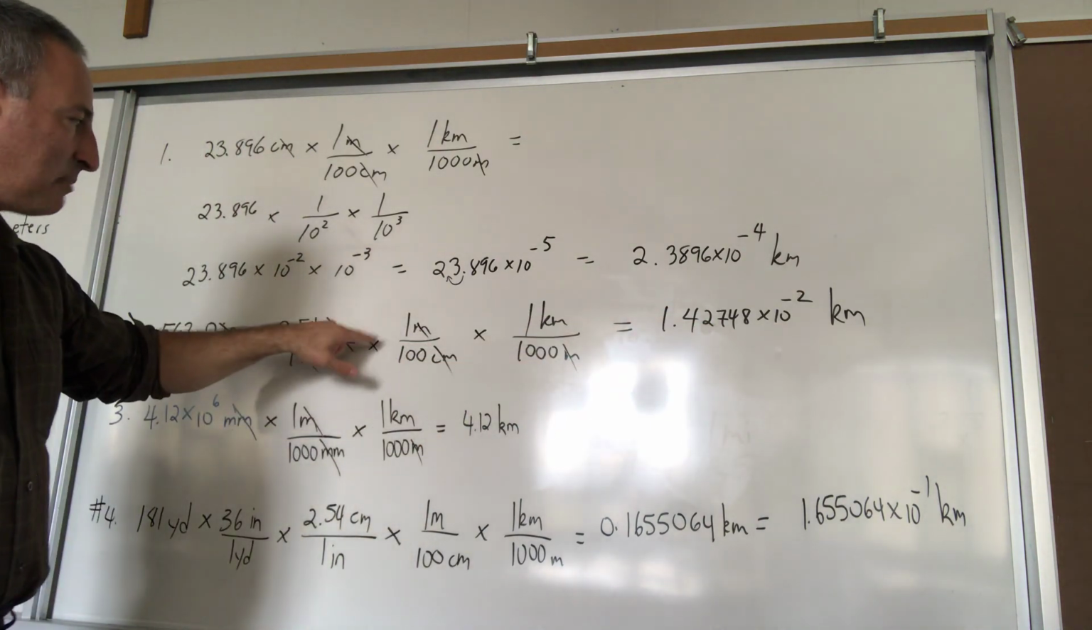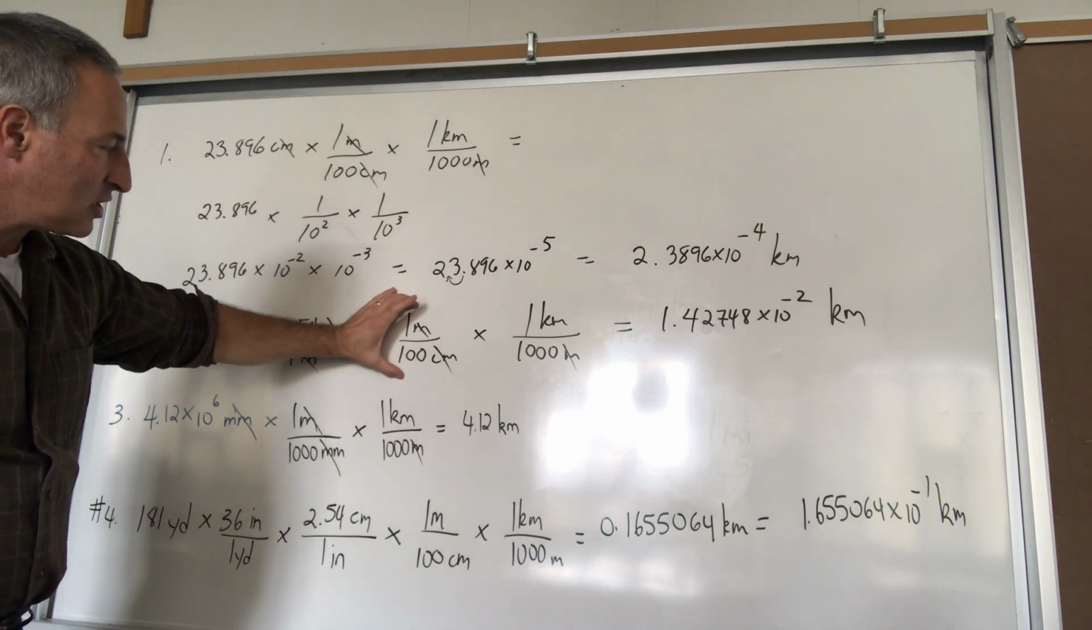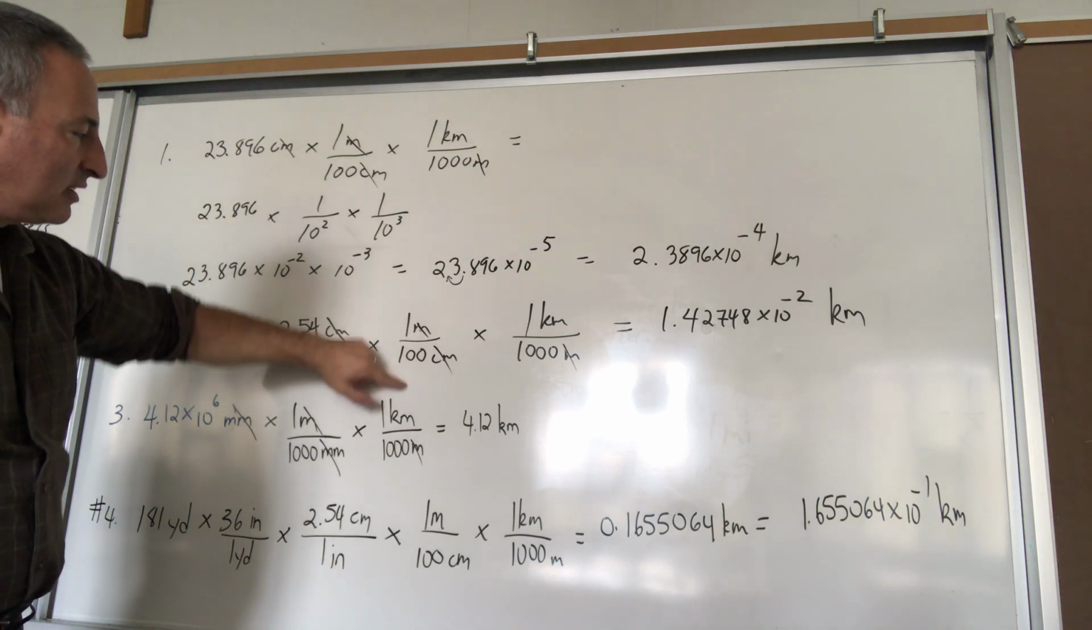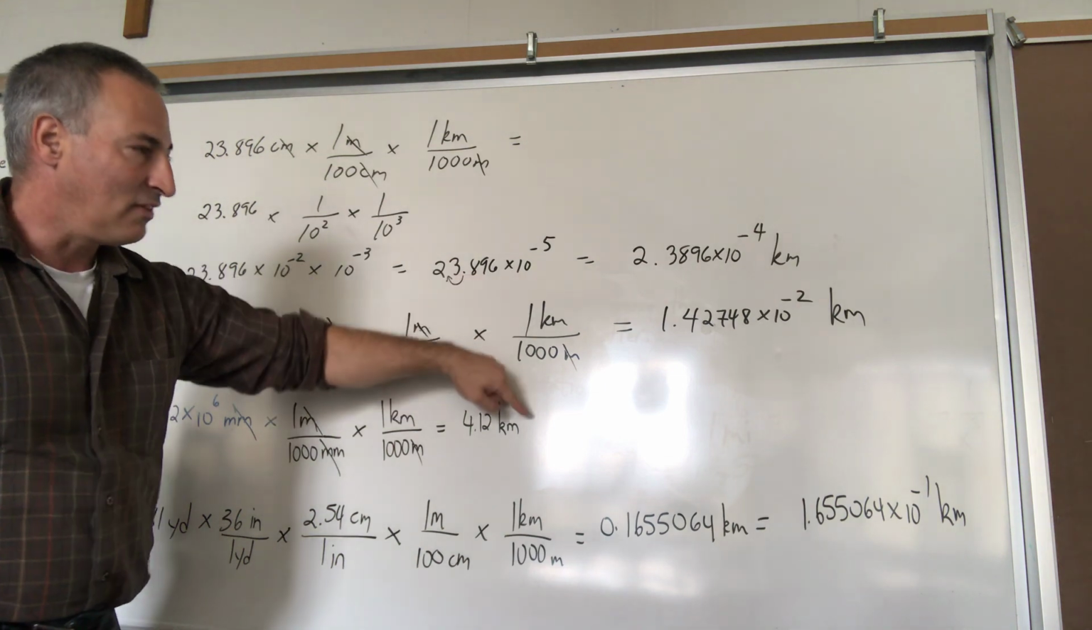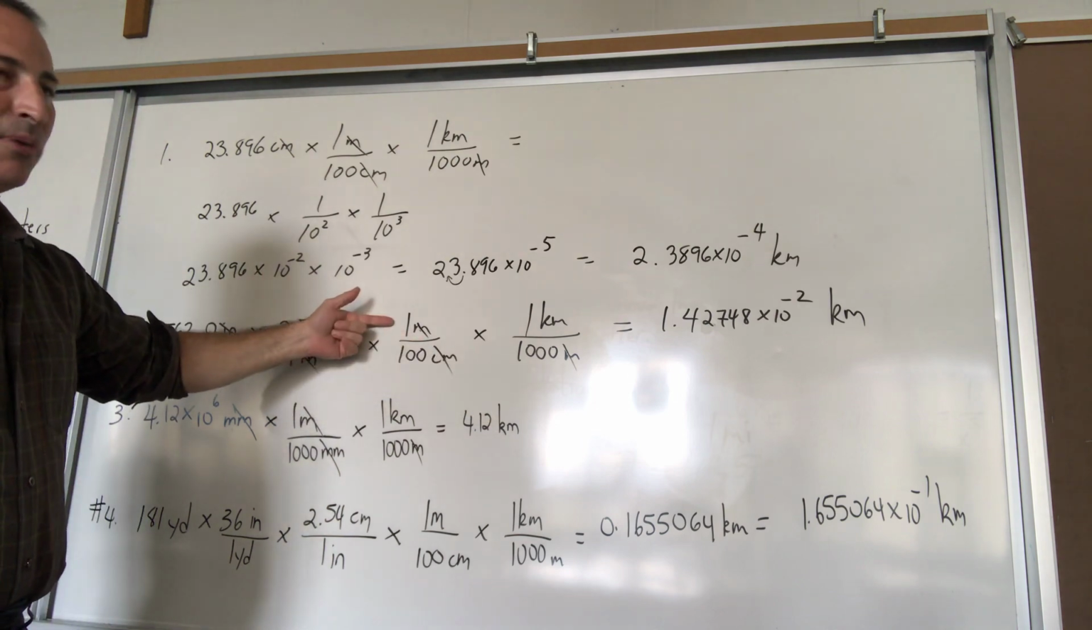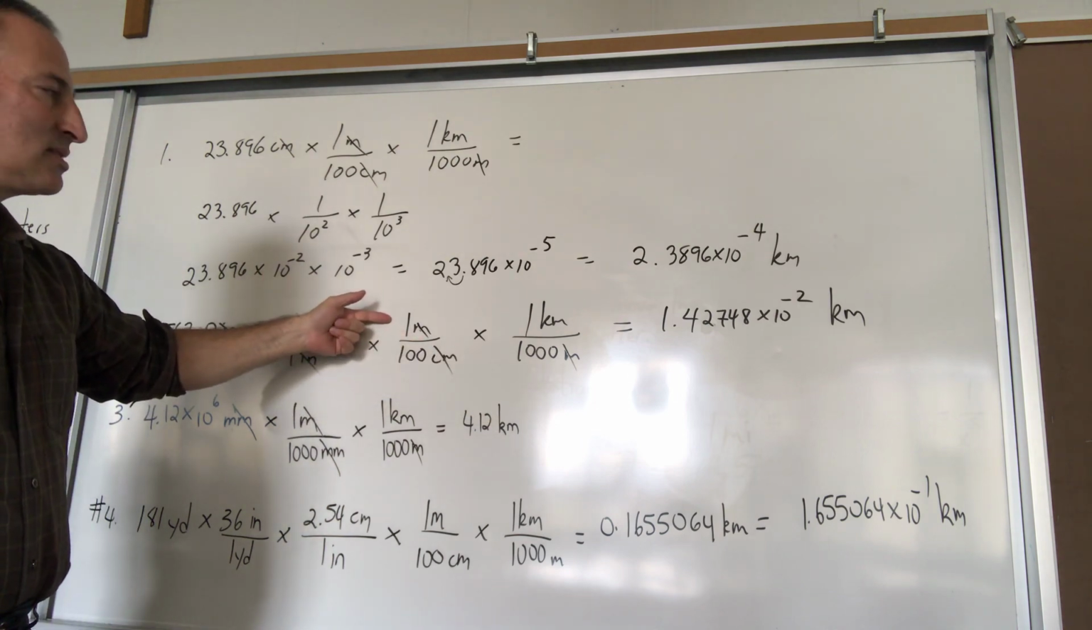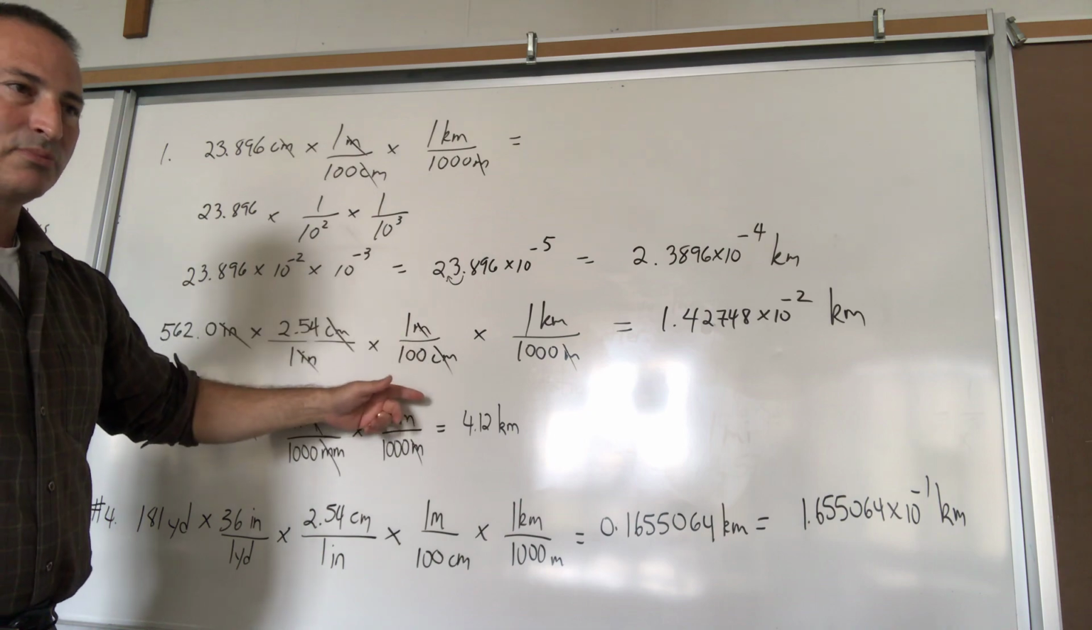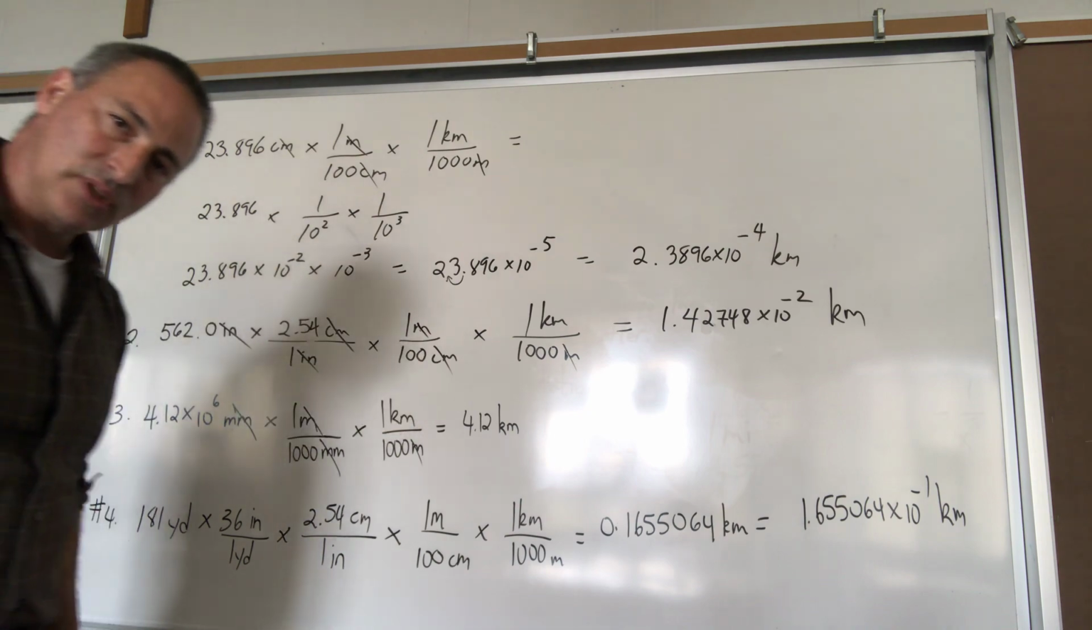I know it says times, but you're timesing the whole fraction. So what you're really saying is times 1 divided by 100 times 1 divided by 1,000. But you don't bother multiplying things by 1, because the 1 doesn't change anything. So you just do the division part. And that will, I guarantee you, give you the correct answer.